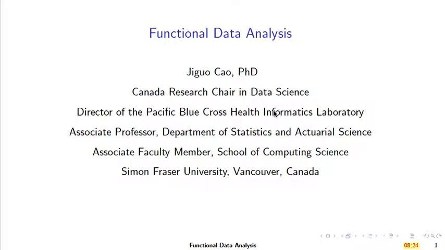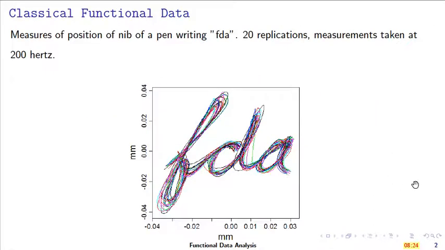Okay, so now let's first introduce what functional data analysis is. So here is one example, a classic functional data example.